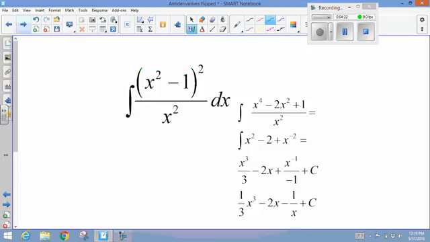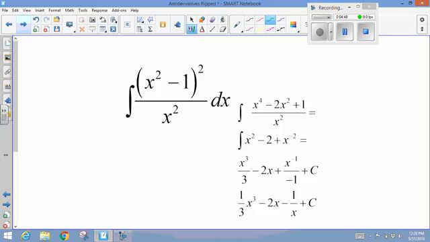Next one. Now, the first thing you want to do, again, is simplify. So I'm going to multiply out x squared minus 1. If I multiply out x squared minus 1, I would have x to the fourth minus 2x squared plus 1 over x to the second. And then I'm going to divide. So if I put x to the fourth over x squared, I get x squared. If I put 2x squared over x squared, I get 2. And if I put 1 over x squared, I'm going to have x to the negative 2.